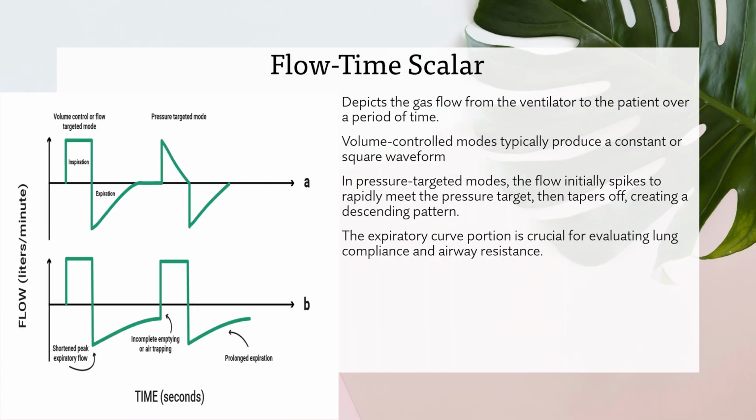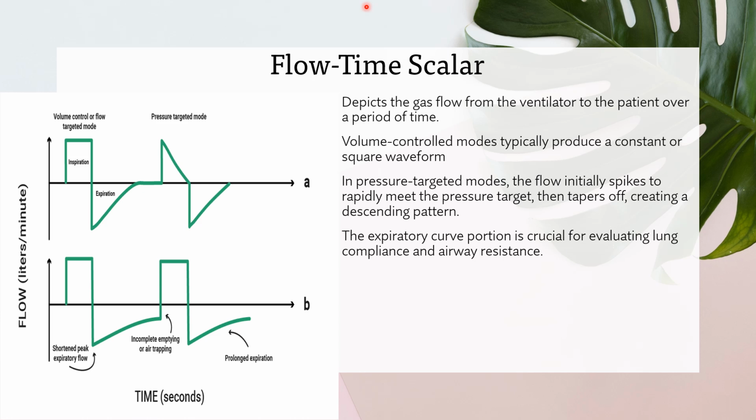This is flow time scalar. Inspiratory flow is depicted in the upper part of the graph with expiratory flow at the bottom. The inspiratory curve shape varies based on the ventilation mode. The first pattern displays a square waveform characteristic of a patient in a volume controlled ventilation mode, indicating a consistent flow throughout inspiration, as the tidal volume, inspiratory time and flow rate are all predefined.